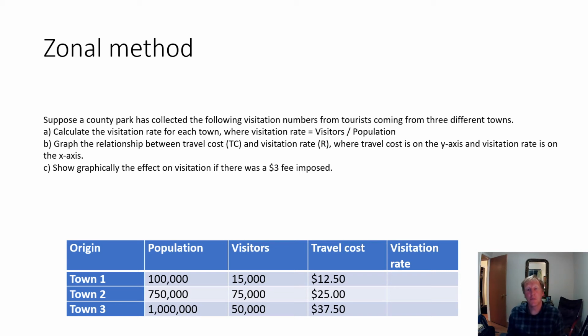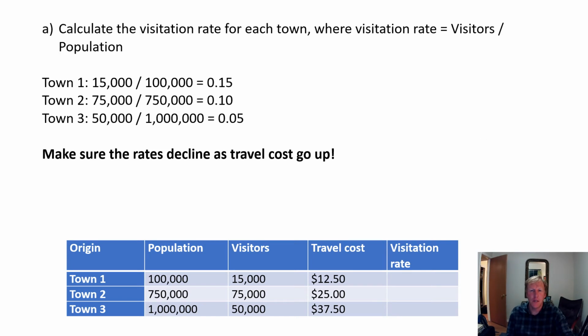Town 3, we're going to assume, is even further, costs more to get there. There's 1 million people that live in town 3, and the number of visitors is 50,000. So from this, we want to calculate the visitation rate. So how many people, what percentage essentially of folks from each town visit the destination. So we can calculate that.